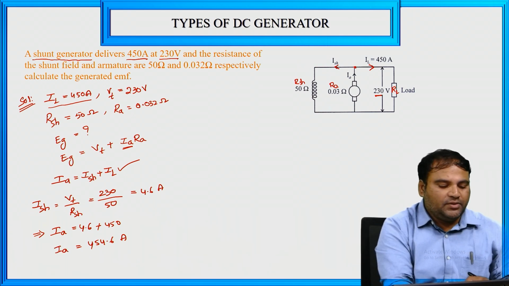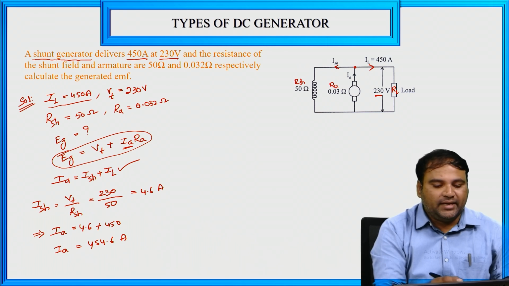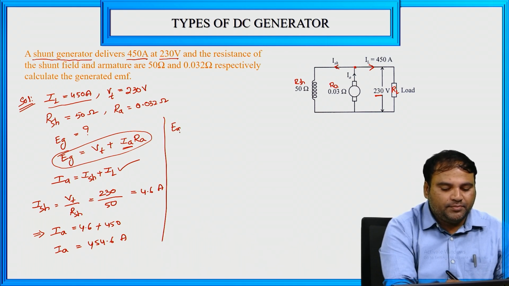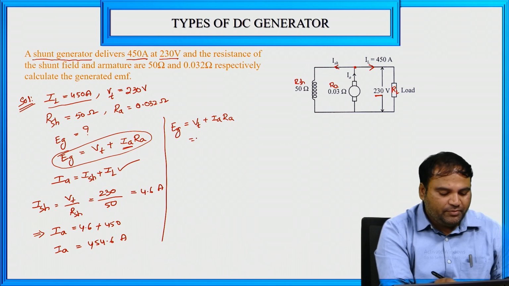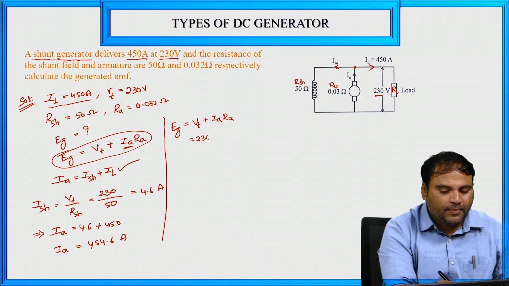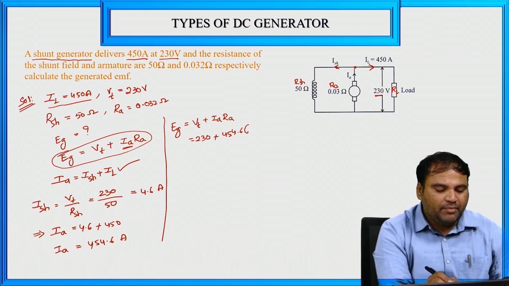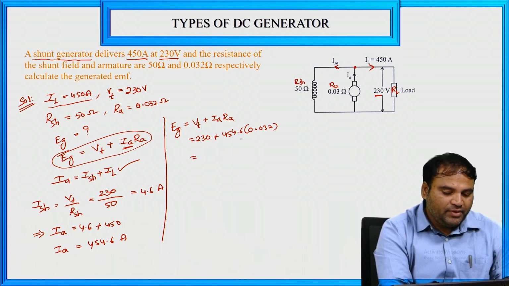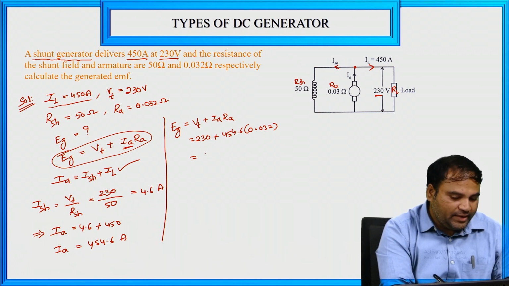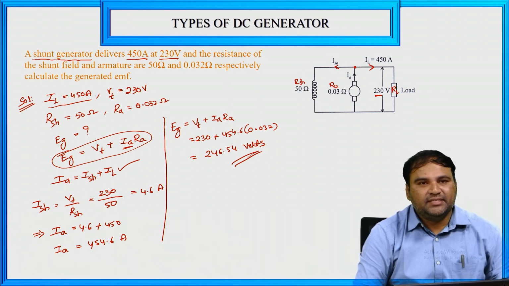Now substitute all these values in this equation, we'll get the generated EMF of the given shunt wound DC generator. So now Eg equal to Vt plus IaRa, so Vt is 230 plus armature current Ia 454.6 into armature resistance 0.032. Now by calculating 230 plus 454.6 into 0.032, we'll get 246.54 volts. Here is the generated voltage of the given DC shunt generator.